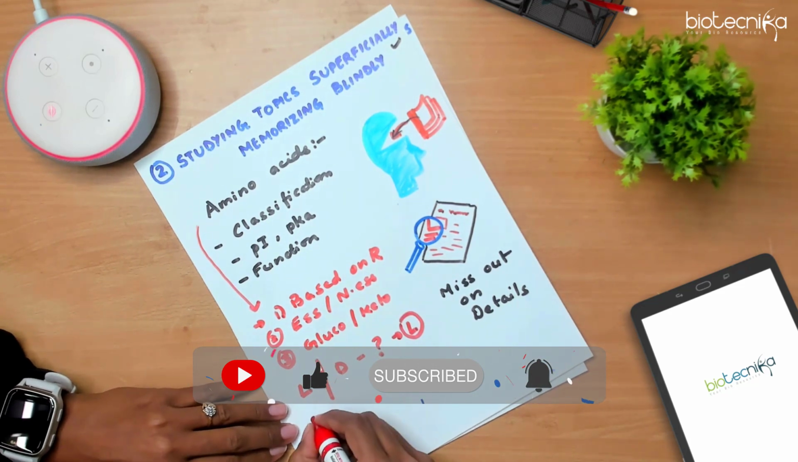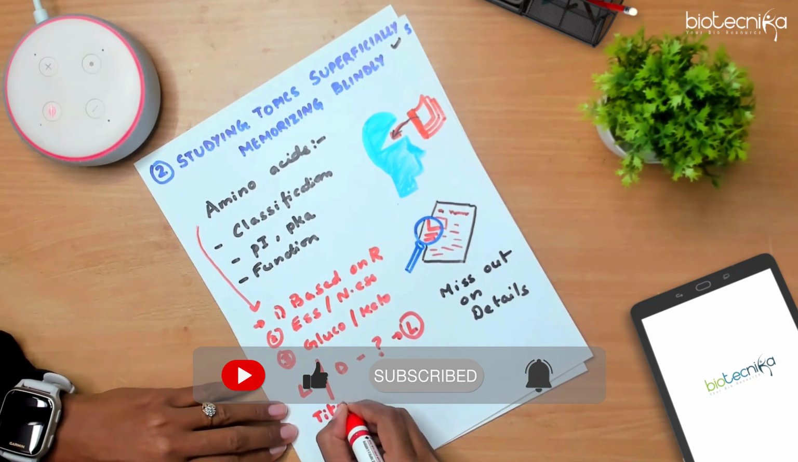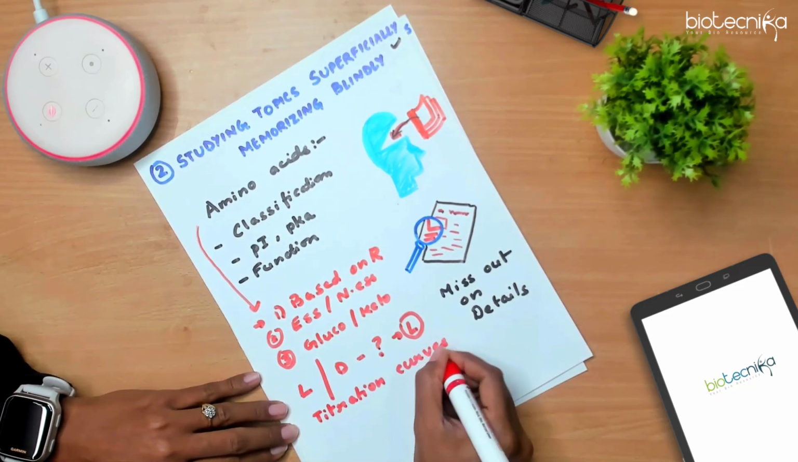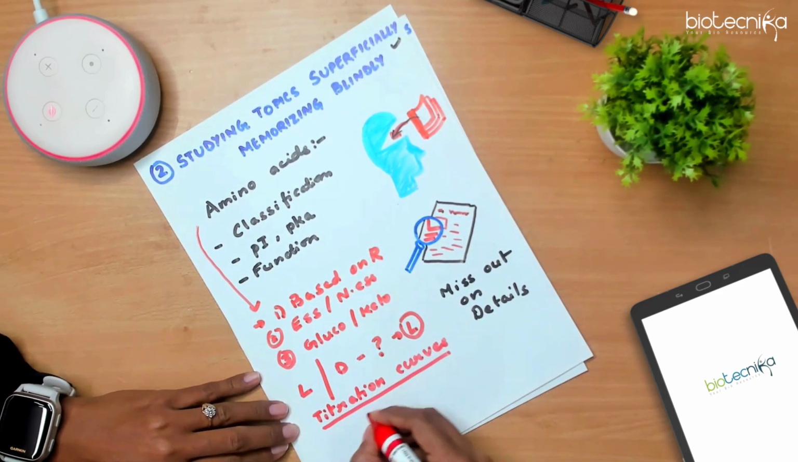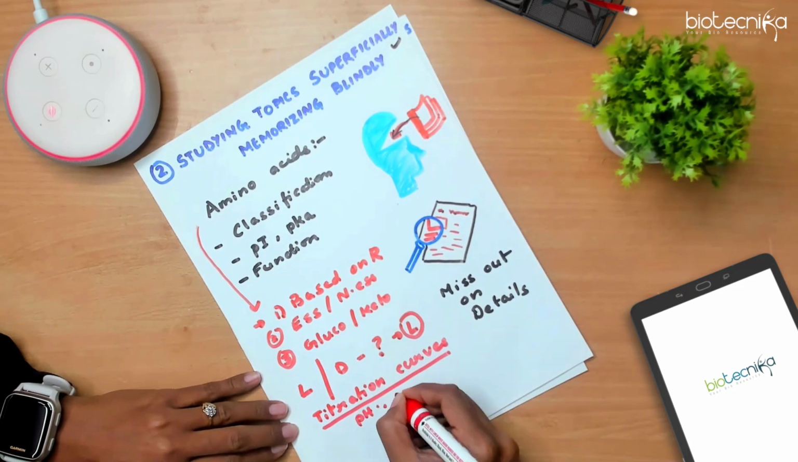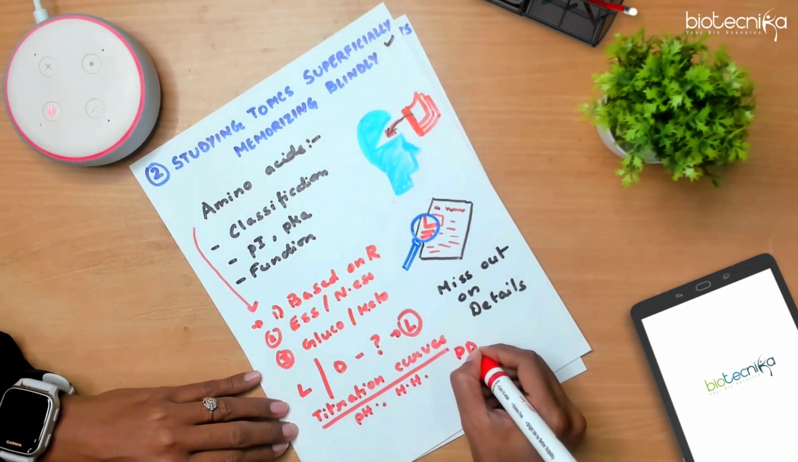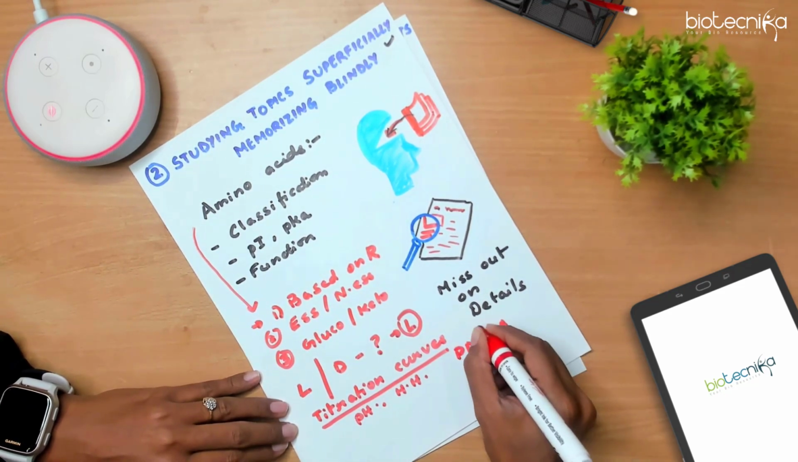Third thing is titration curves. Yes, so titration curves, you're learning the pK value, you are learning the PI value, that's okay. But are you able to connect it with the pH concept, with the Henderson-Hasselbalch equation to calculate the pK values or the concentration of proton donor and the proton acceptor? Are you able to do all this?